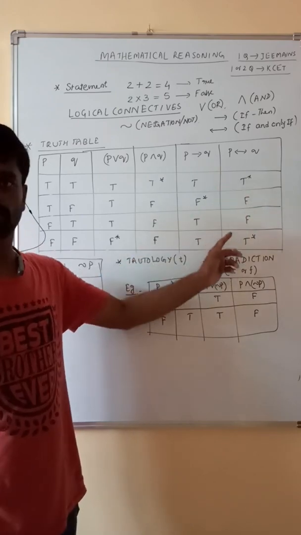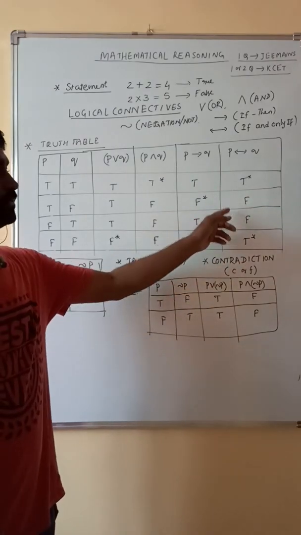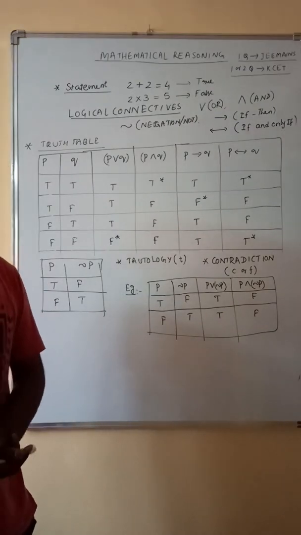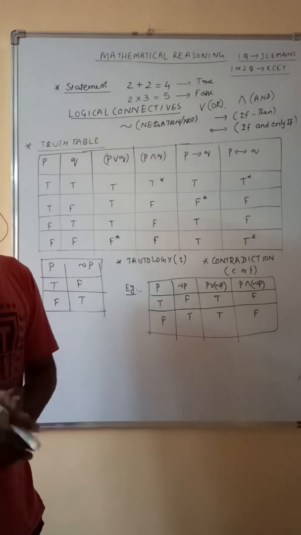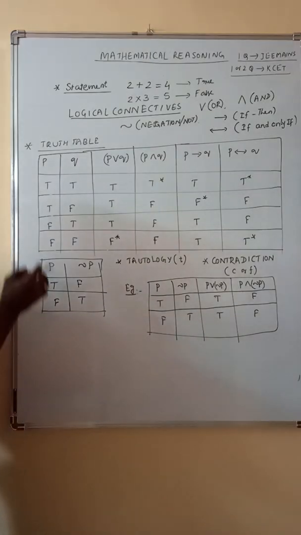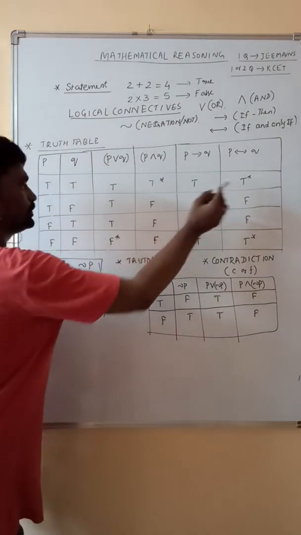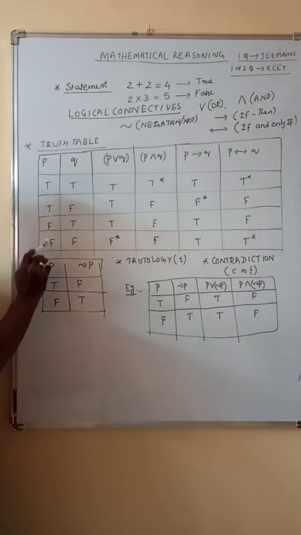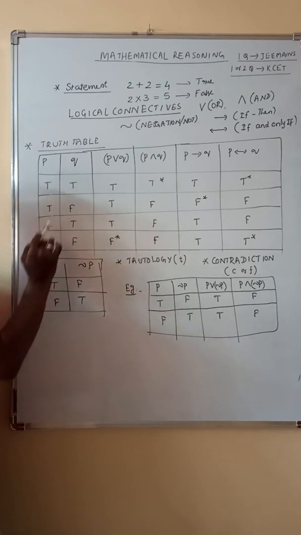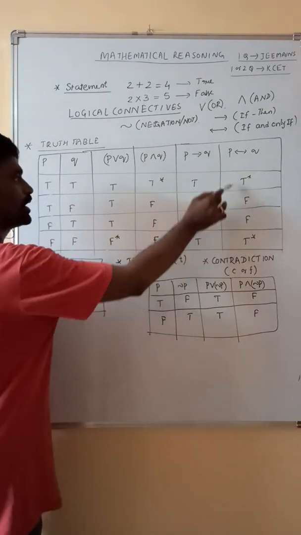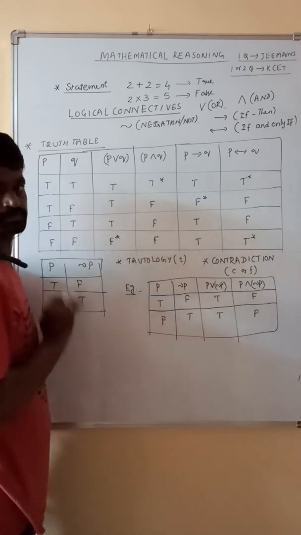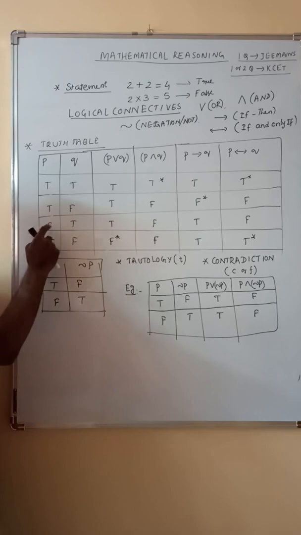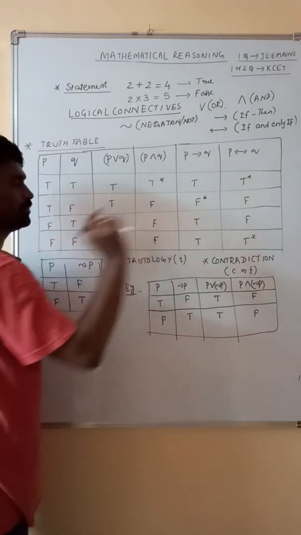Otherwise, false. Otherwise false in the sense that if both components have opposite truth values, then only it is false. See here, if both are true, or both are false, it is true. That means both components have the same truth values, then the biconditional statement is true. Otherwise false. In these two cases, P and Q have opposite truth values, that is why it is false.